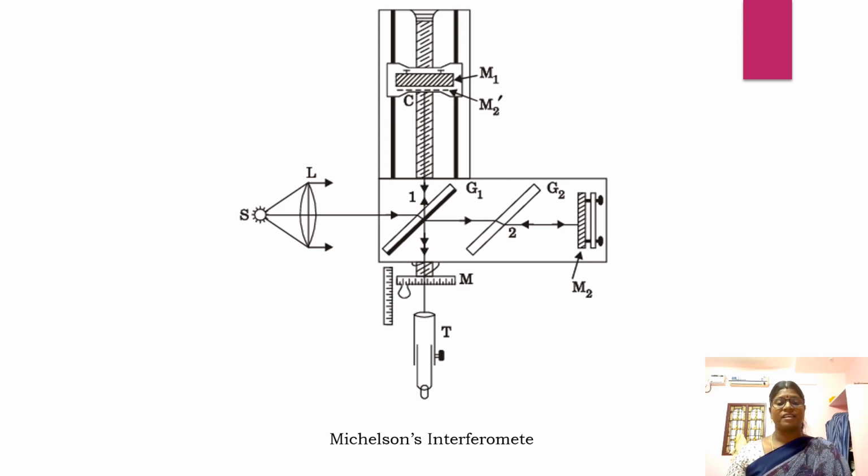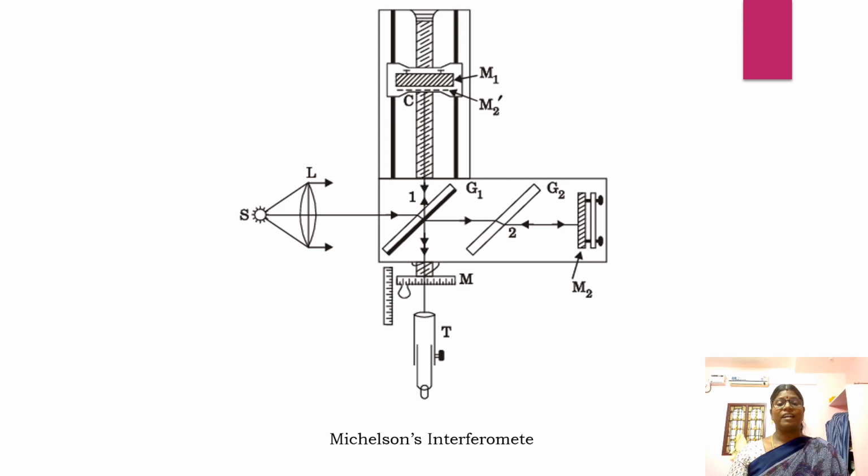So the light is incident on the glass plate. A part is getting reflected and a part is refracted. The mirrors M1 and M2 are placed perpendicular to each other. The mirror M1 is placed inside a chamber C.